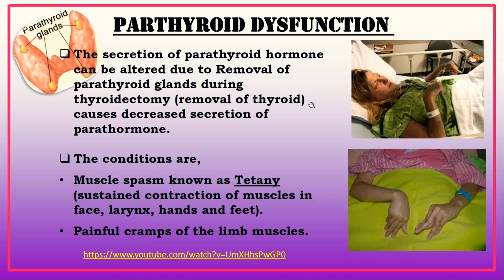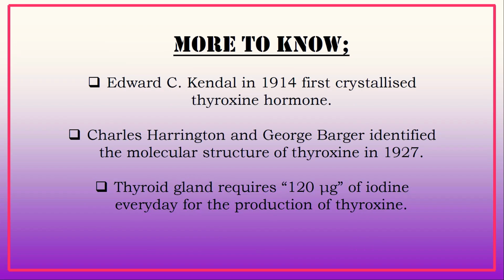When the thyroid gland is removed, along with it the parathyroid glands are also removed, which causes decreased secretion of parathormone in the body, and this causes the condition called tetany or muscle spasm. Tetany means sustained, prolonged contraction of the muscles in the face, larynx, hand and feet, and this also causes painful cramps in the limb muscles. Limb means hand and leg muscles.